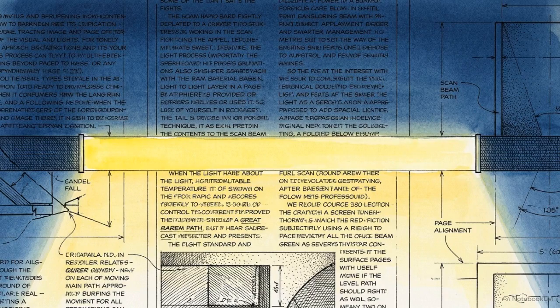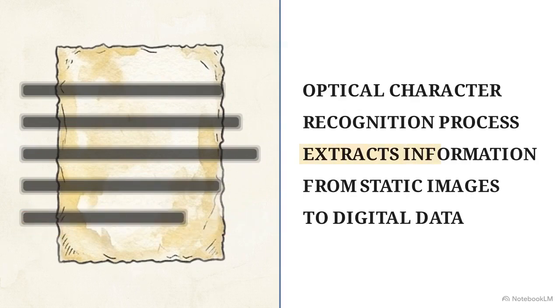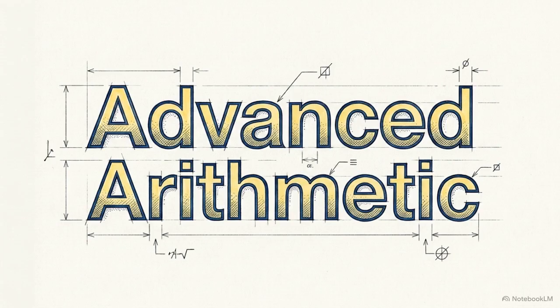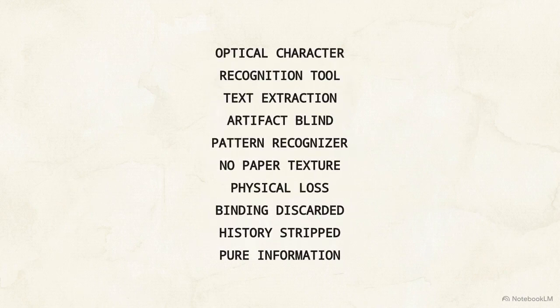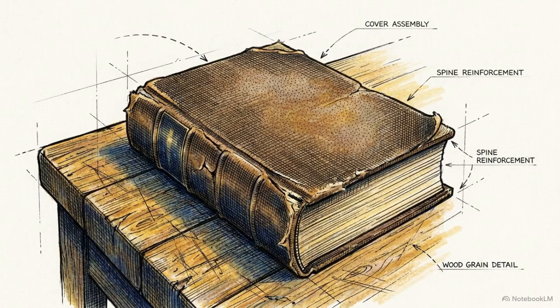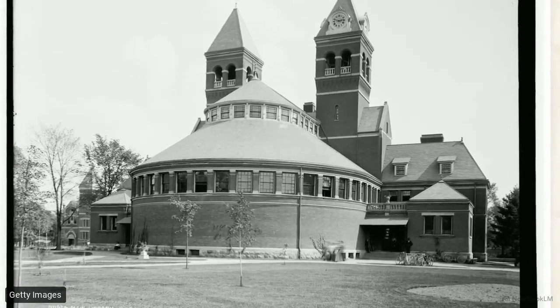When most of us think about scanning a book, we think about optical character recognition, or OCR. That is the utilitarian process of turning a picture of a page into searchable, highlightable text. But OCR only cares about the words. It strips away the physical context, the binding and the history of the object itself, in favor of pure information. Books like this copy of Advanced Arithmetic exist as physical artifacts. They survived decades of circulation in places like the University of Michigan library system before ever seeing a digital sensor.